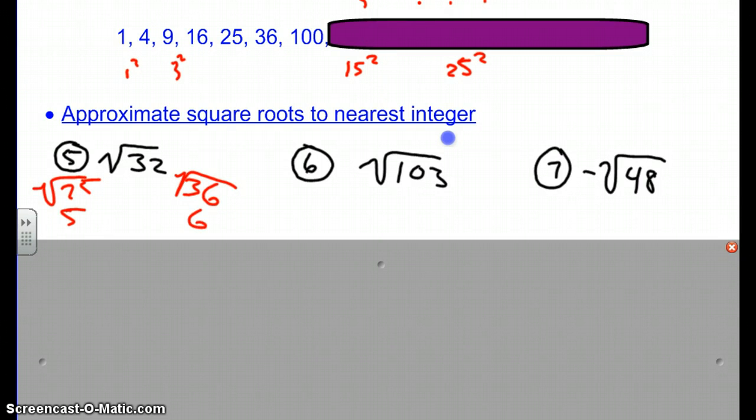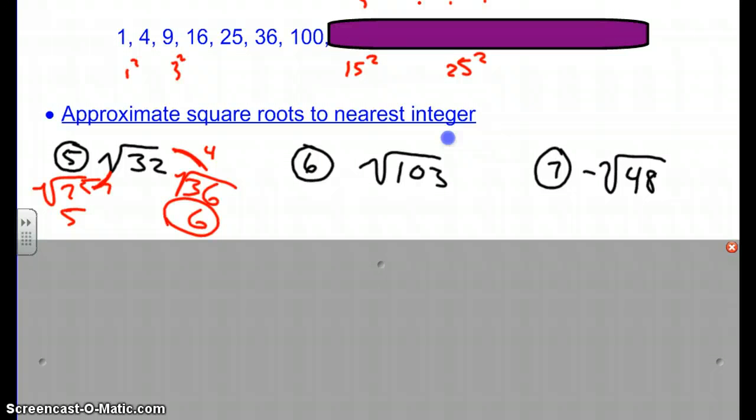So which of these two integers is it closer to? 6. And how are you figuring that out? How do you know it's closer to 6? Michaela? The difference here is 4 and the difference here is 7. So it's closer to 36. So good. So that's how you choose it. If you are asked to approximate to the closest integer, you just choose which of these numbers it's closer to.